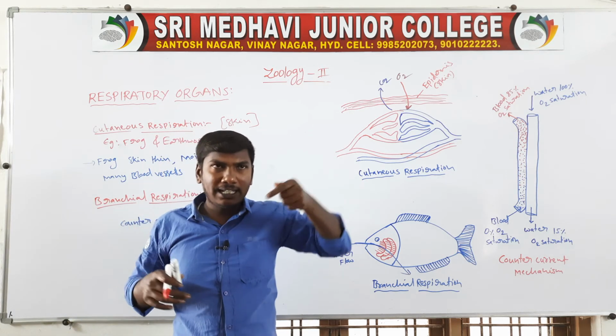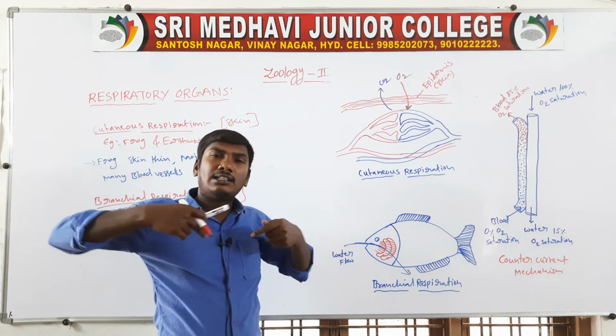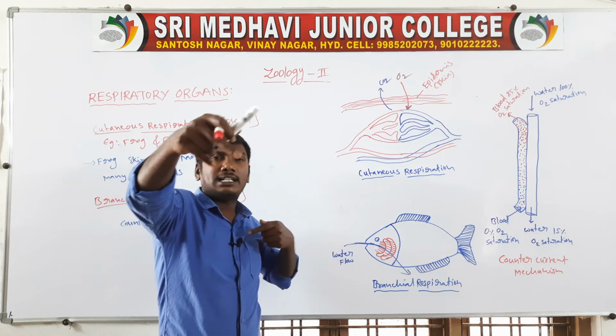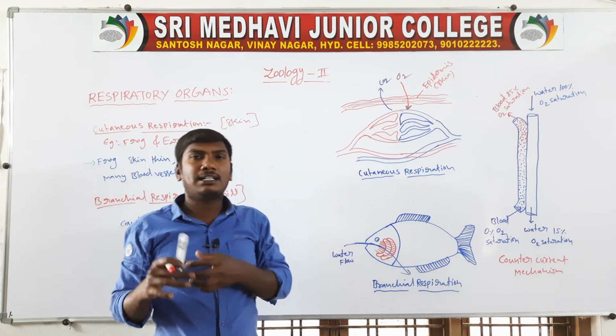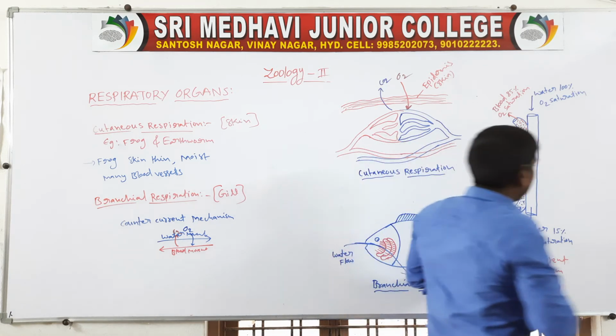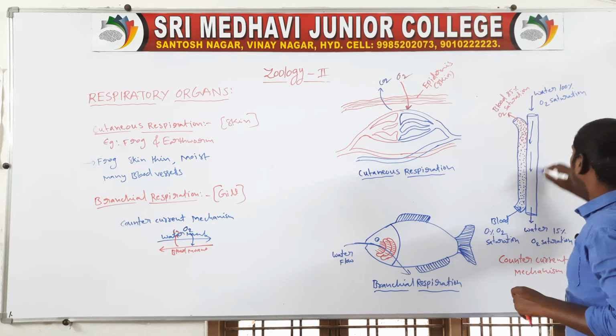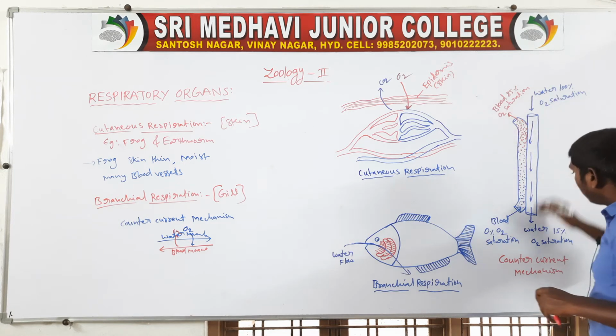Water is in one direction, and the blood is in the opposite direction. Water is coming in this direction, and the blood circulation is the opposite direction. So this diagram shows the counter current mechanism. Water is moving from the mouth to the gills, entering from the exit.